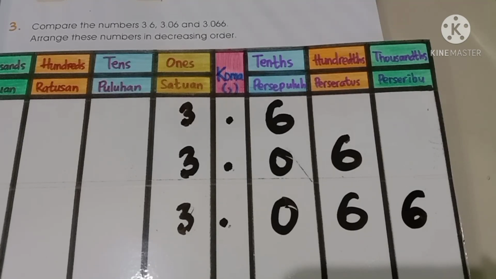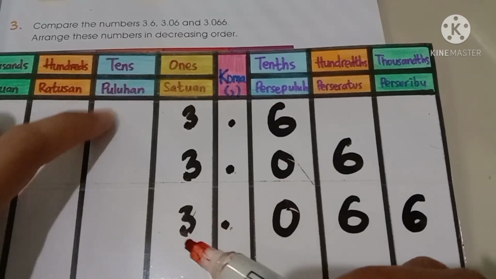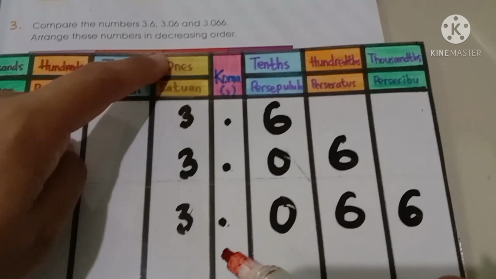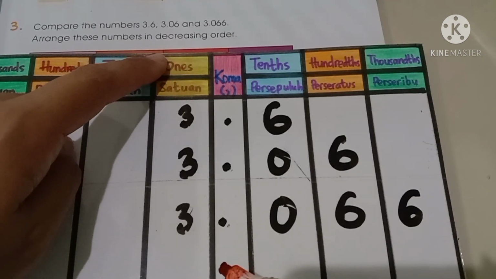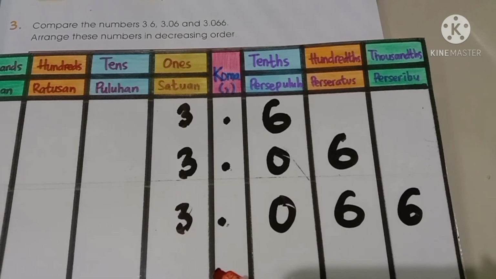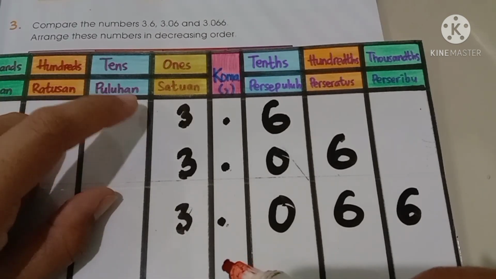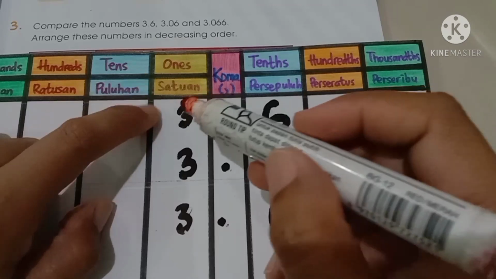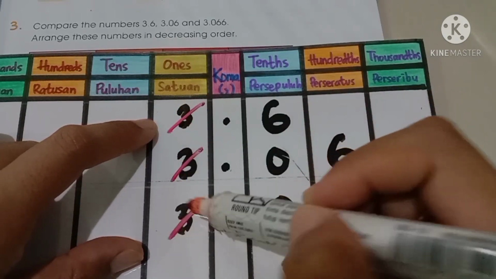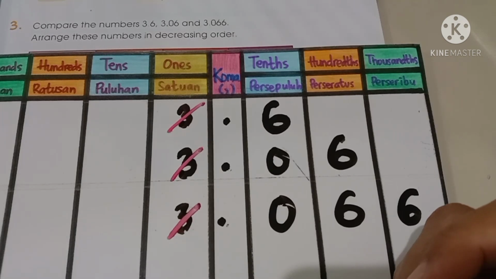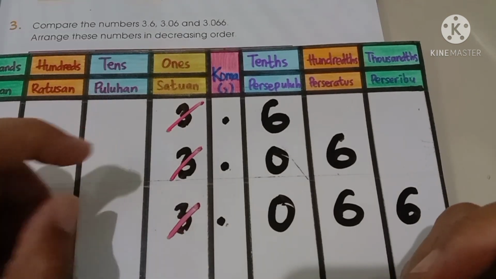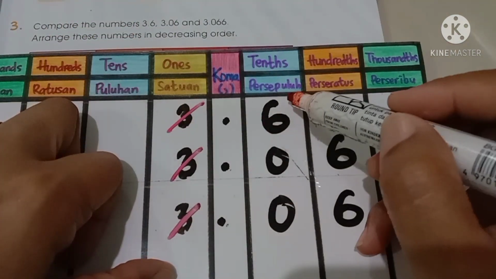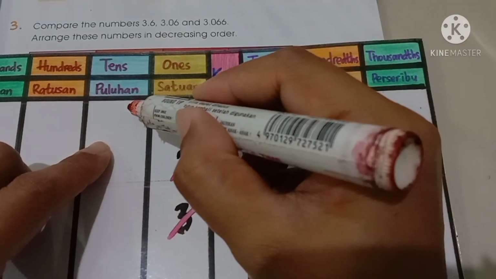Okay, let's compare. We use the different numbers from the ones. We arrange these numbers in decreasing order, so from the greater to the smaller. So we find which one is the smaller or the greater. From the ones, they are equal, 3. If decreasing from the greater, we find the greatest. Tens place, 6 is the greater, right? So I put this as number 1.